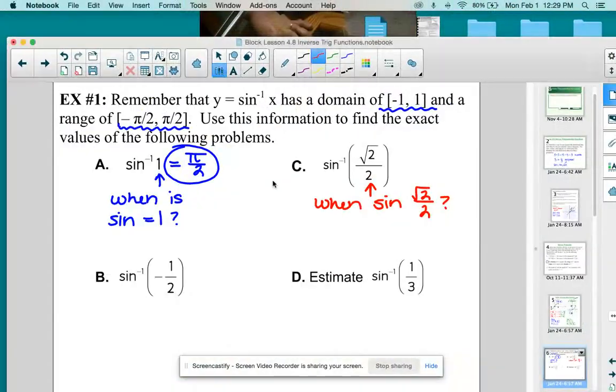So this time we have two answers, okay? So it equals pi by 4 and 3 pi by 4. There were two places.